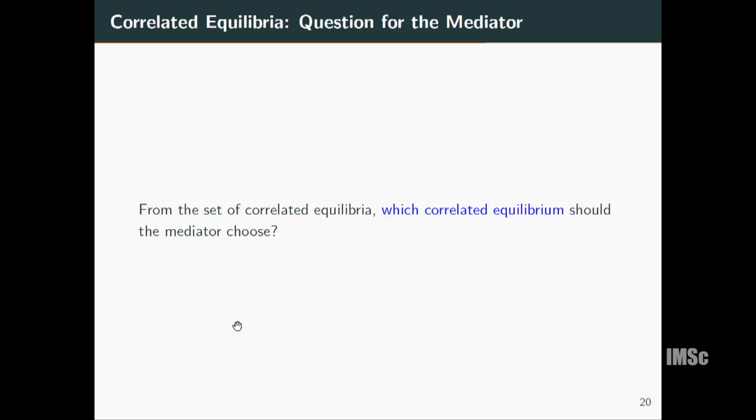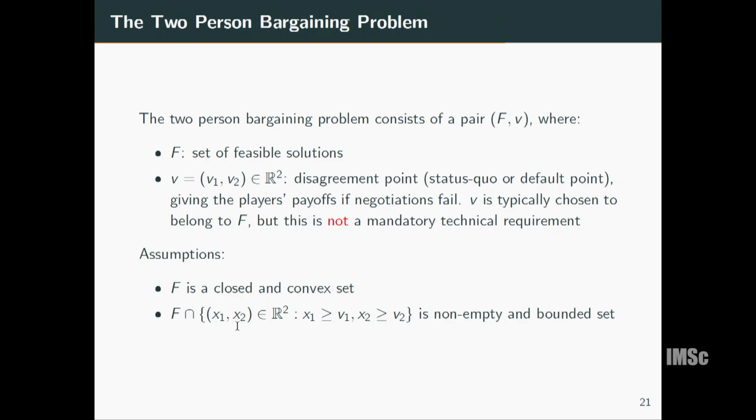Okay. So, let us try to understand this from a two-player game, and this game is known as the two-person bargaining problem. It will make sense once you understand the problem, but let us try to understand it from a different perspective. A two-person bargaining problem consists of two players and a pair (F, v). What is capital F? Capital F is the set of all feasible solutions. How do these feasible solutions look? We will discuss it later.